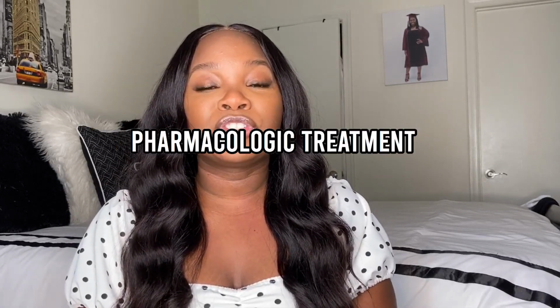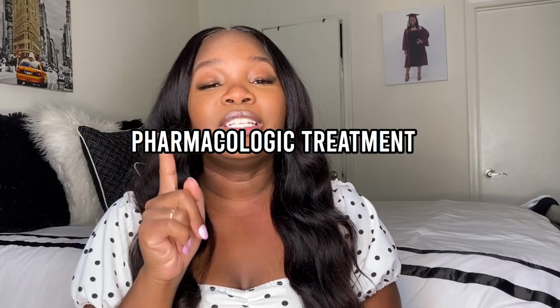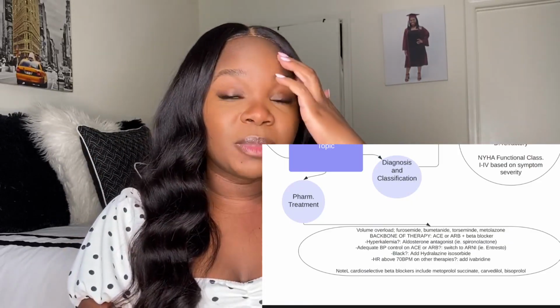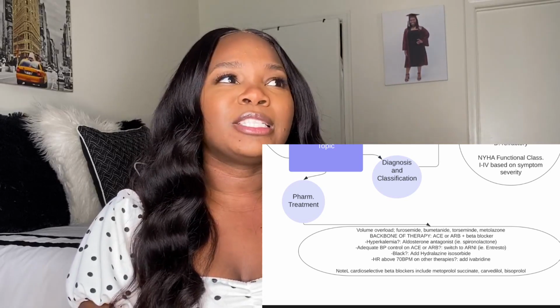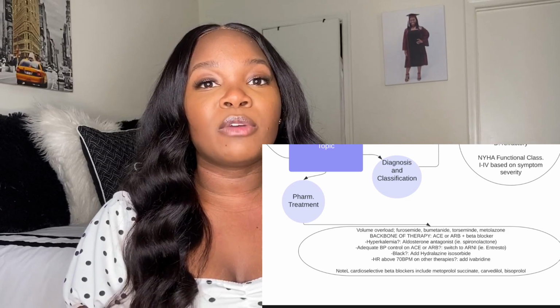Okay, so finally, we are on the medications or pharmacologic treatment for heart failure. Now, this is the note. As a pharmacy student, you need to know these medications in and out. Right now, we're not going to talk about the ins and outs. With these medications, for heart failure as our example, you always want to know what is the backbone of therapy, or what do most patients take, and what's guideline recommended for patients.